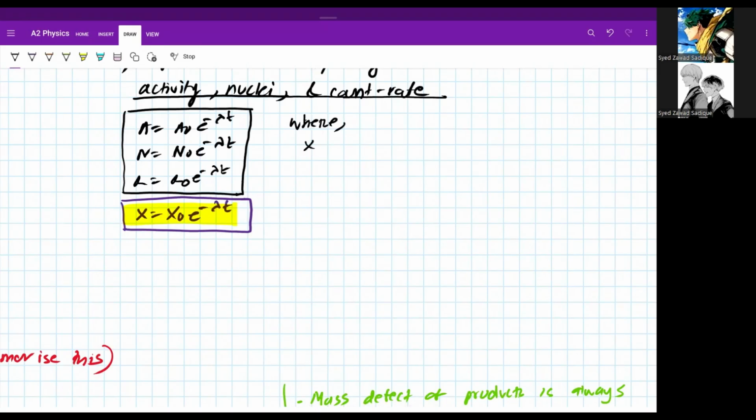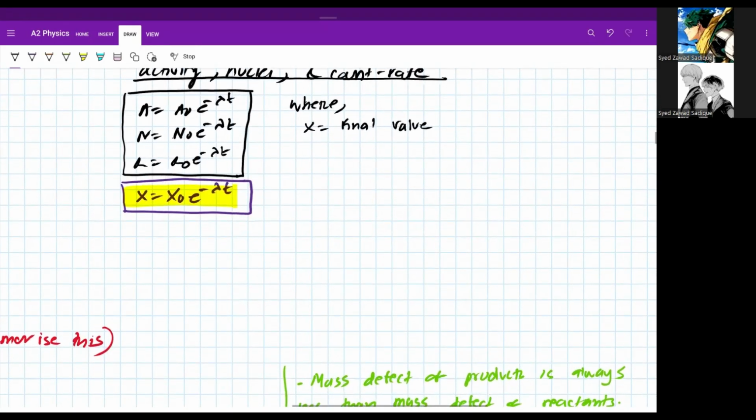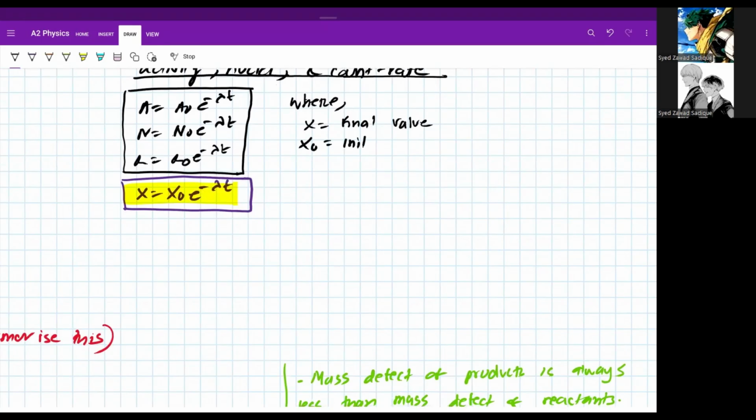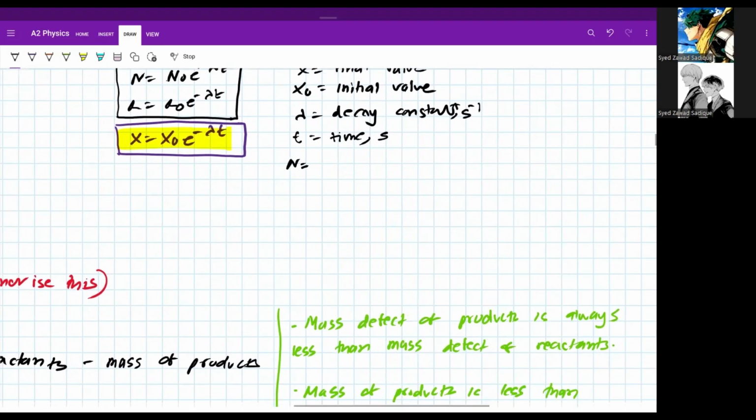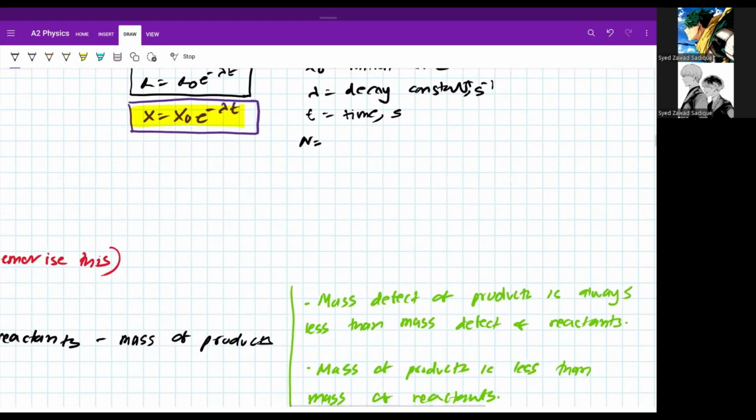So we can say, where x is the final value of activity or nuclei, whatever. x is equals to the final value, x naught is equals to the initial value, lambda is equals to the decay constant, t is equals to time, N is equals to the final number of nuclei, R is equals to count rate, and finally A is equals to activity, which is in becquerels. Nice.